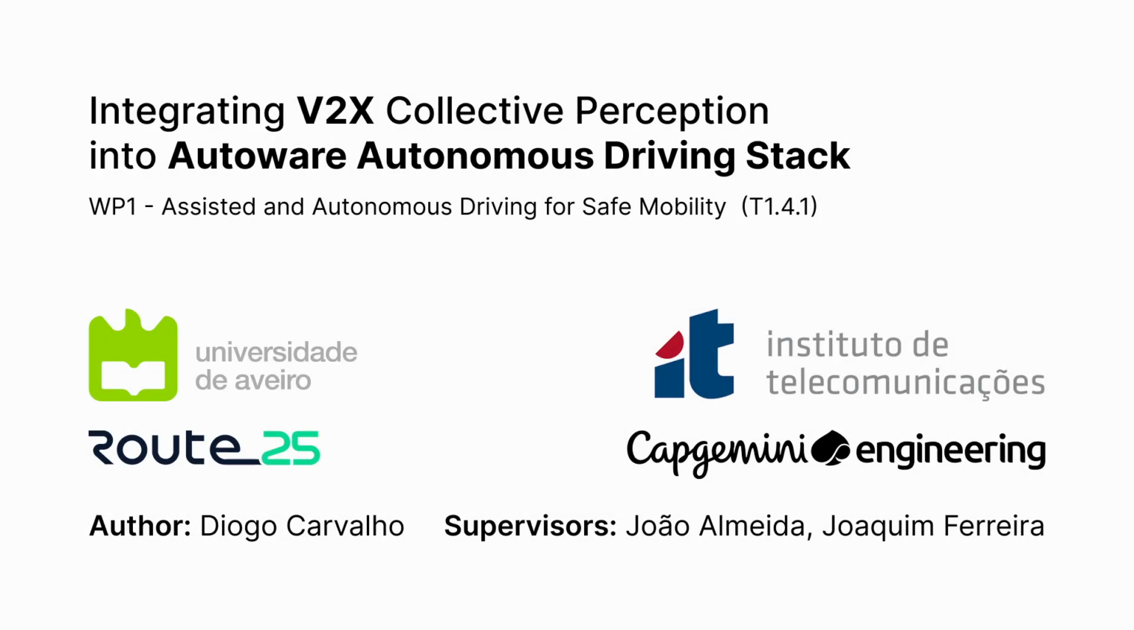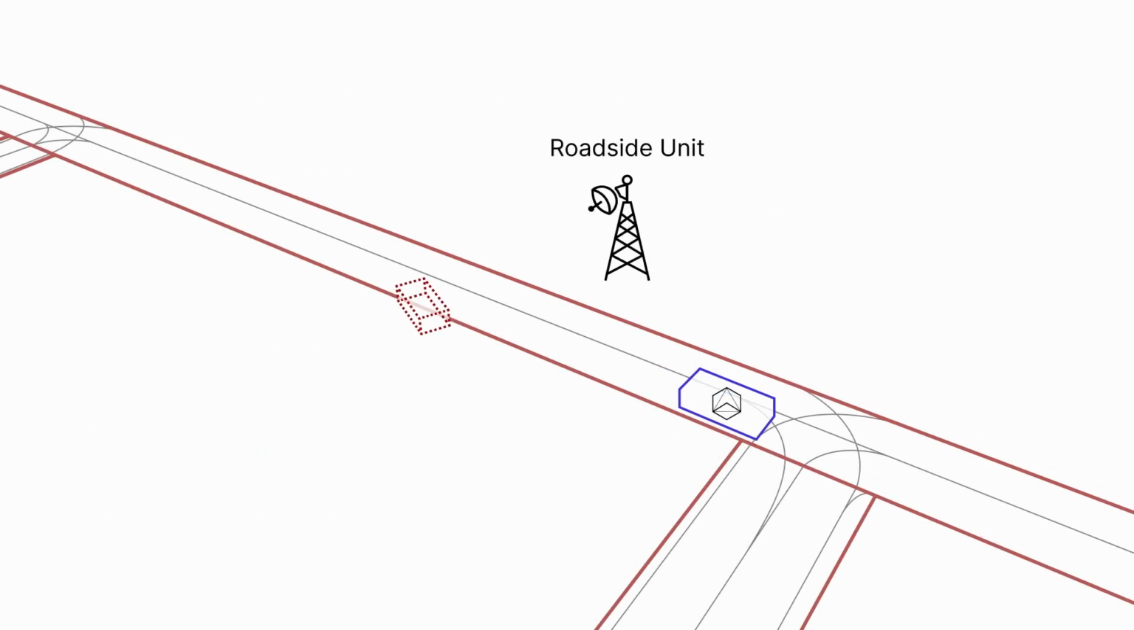Welcome everyone! In this demo we'll explore a simulated scenario in which a roadside unit, or RSU, detects a parked vehicle and broadcasts its presence to a connected and automated vehicle running Autoware, helping it avoid a potential collision. This is achieved by transmitting a Collective Perception Message, or CPM, the ETSI V2X standard for sharing sensor detections among vehicles and between vehicles and roadside infrastructure.